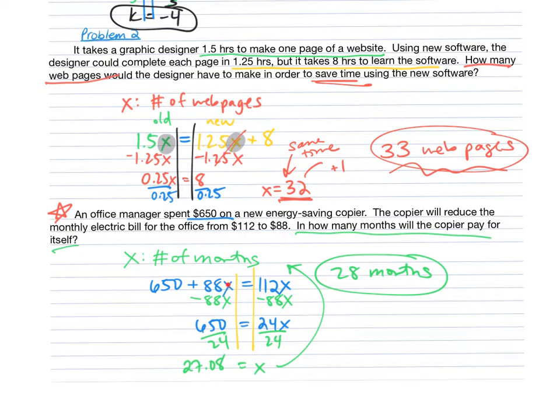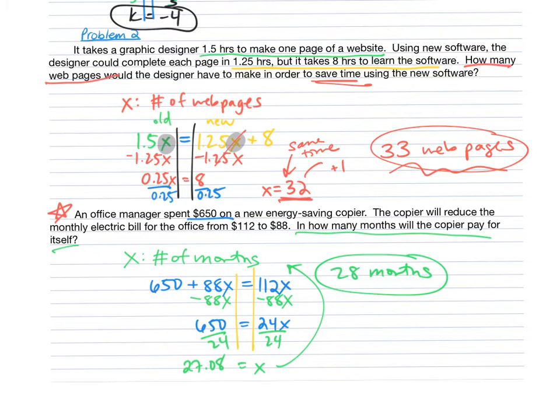Okay, so for this one, he spent $650, but then now his extra cost is going to be 88. His extra monthly cost is 88. So 88 times the number of months, that's his new bill, but he needs to pay off the 650. And if he just had the old bill, that would have been 112x. They want to see when would they be equal? And that would be a little bit more than 27 months.